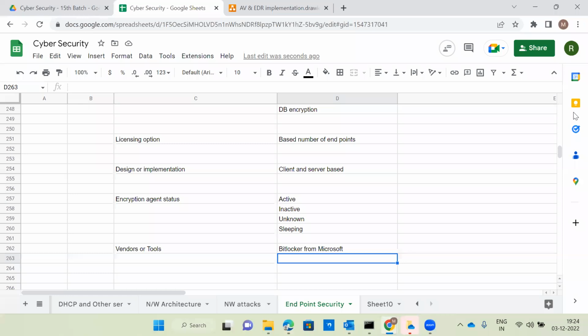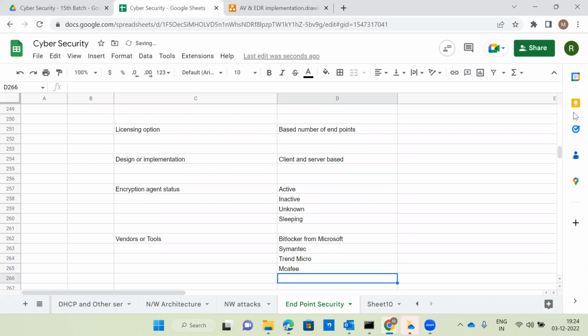Next we have Symantec, Microsoft, Trend Micro. Next one is McAfee, McAfee ePO, e-policy orchestration. These are all very famous encryption related tools we have available. But as I said, almost 70% of organizations now use BitLocker only. Why? Because it's very cheap compared to the other three.